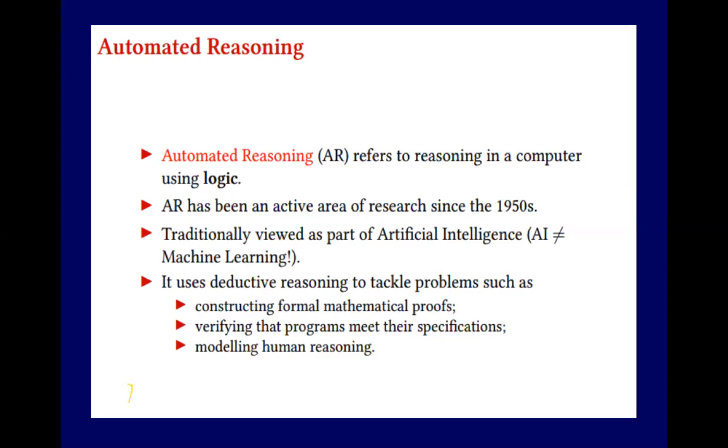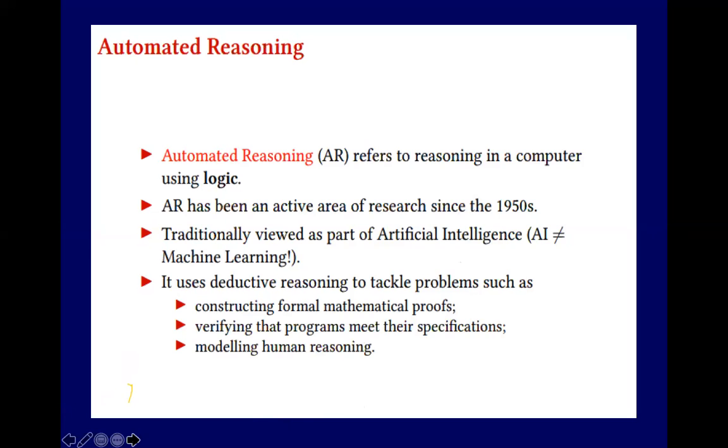Automated reasoning has been an active area of research since the 50s. It is traditionally viewed as a part of AI, but not machine learning. AI and machine learning are not the same. It uses deductive reasoning to tackle problems such as constructing formal mathematical proofs, verifying that programs meet their specifications, and modeling human reasoning.